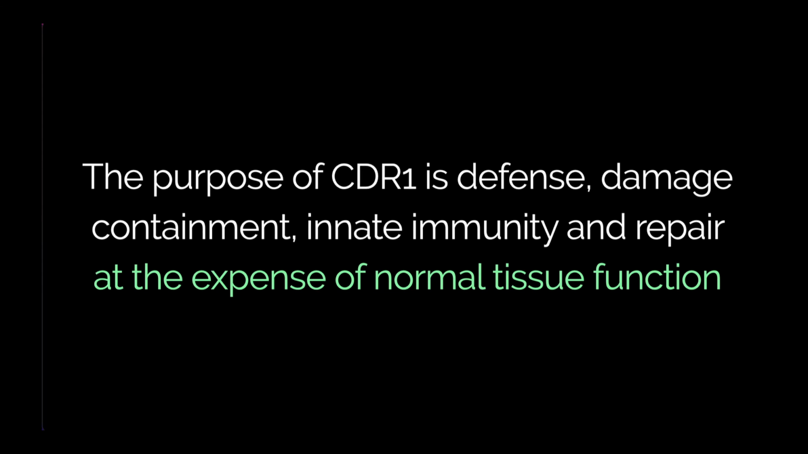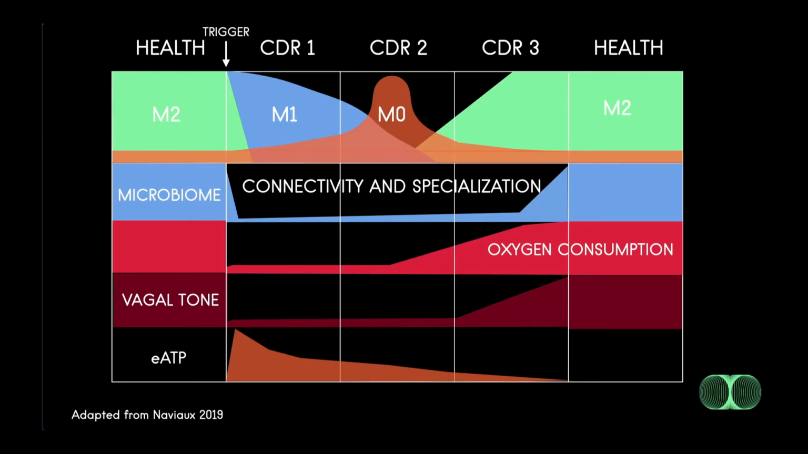The purpose of CDR1 is defense, damage containment, innate immunity, and repair, but this is at the expense of normal tissue function. So here we can see how cells and mitochondria change modes and change metabolism as they're going through each step of the cell danger response. So when there's a trigger that we can see up here, then cells shift from what's called an M2 mode, which tends to be thought of as an anti-inflammatory or healthy mode, into an M1 mode, which tends to be referred to as a pro-inflammatory mode. But now you can see and understand why this is.